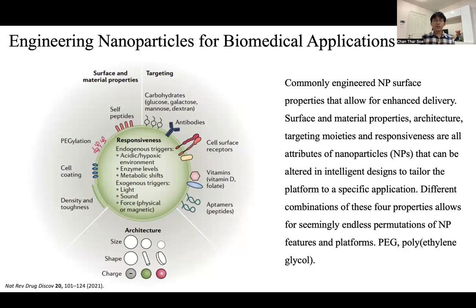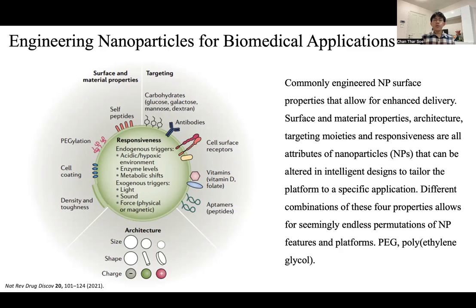So the first thing that we need to think about is what the size and shape of the nanoparticle are. This is very important, so that the nanoparticle can function in our body. Which place are we going to go to using the nanoparticle? In that case, we need to think about what size we need to use and what shape we need to use. So this is the first thing we need to think about.